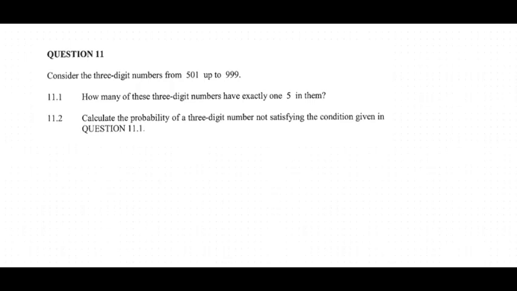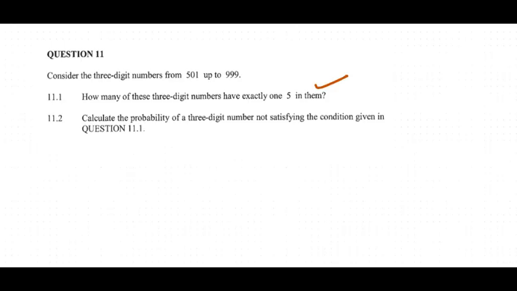So the next question is question number 11, the last question. Consider the three-digit numbers from 501 up to 999. Question 11.1: how many of these three-digit numbers have exactly one 5 in them? And 11.2: calculate the probability of three-digit numbers not satisfying the condition given in question 11.1. So let's move to question 11.1.